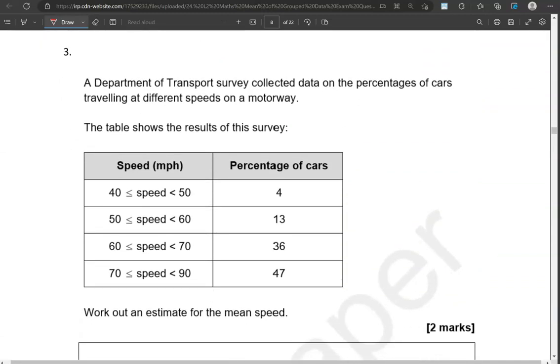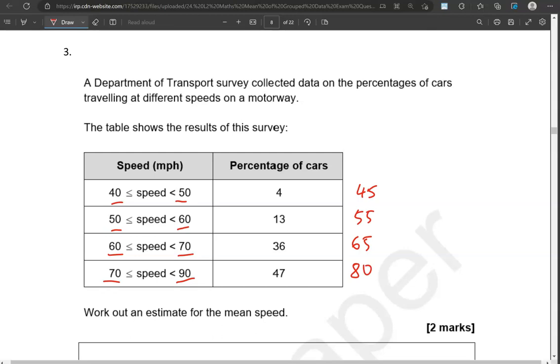A Department of Transport survey collected data on the percentages of cars traveling at different speeds on a motorway. The table shows the results of this survey. Work out an estimate for the mean speed. So finding the midpoint first between 40 and 50, that is 45, halfway through 40 and 50. You can also add 40 and 50, which is 90, divided by 2 gives us 45. Halfway between 50 and 60 is 55, between 60 and 70 is 65, between 70 and 90 is 80.